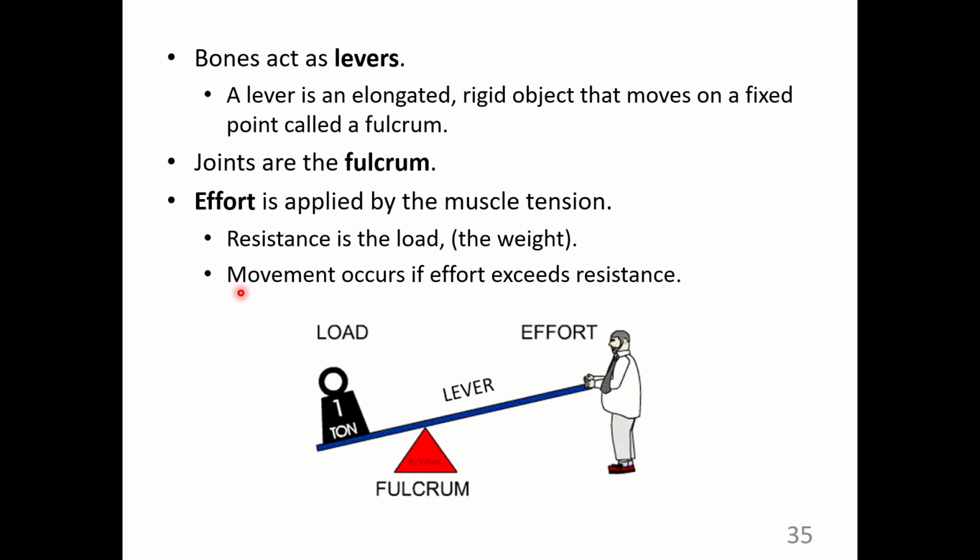The effort is applied by muscle tension. So here's somebody applying muscle tension to the blue bar and putting in an effort to move the load. The load is the resistance, and it's the weight that has to be moved. So if resistance exceeds effort, good luck there, buddy. Moving 1 ton ain't gonna happen, so there's not gonna be any movement here. But if this was maybe 1 pound, then of course he would have enough effort to move this.